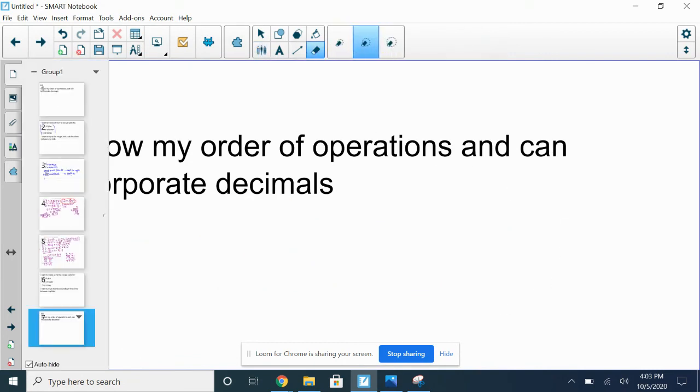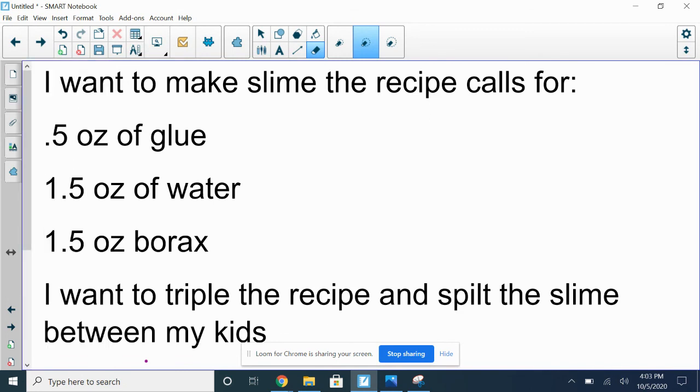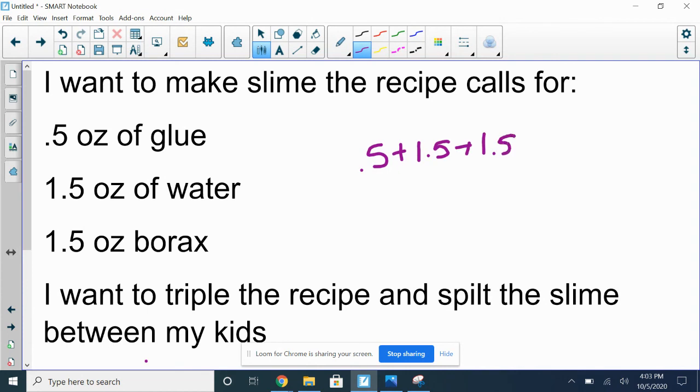So let's use that to come back to our activator. I want to make slime for my boys. I want to triple the recipe and split the slime. Well, let's see. I know that I have to add all of these ingredients together. Mixing them together would be adding them together, plus 1.5. This is my original recipe. I want to take that original recipe and triple it.